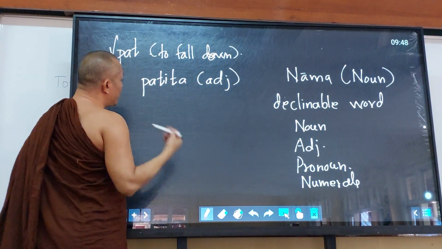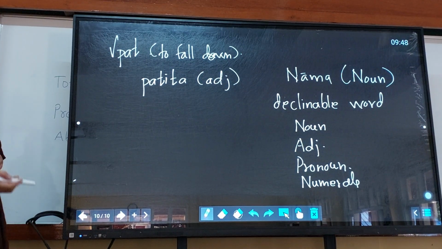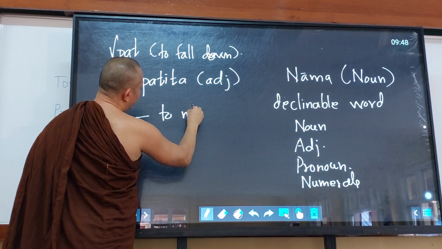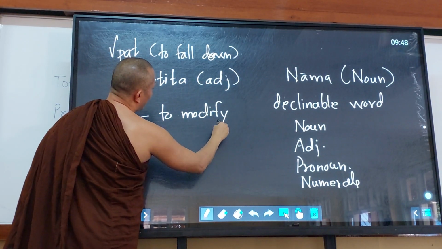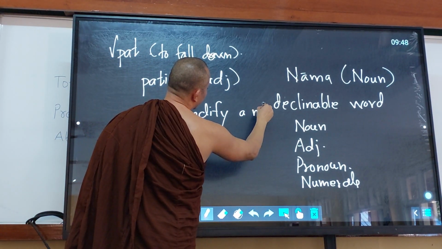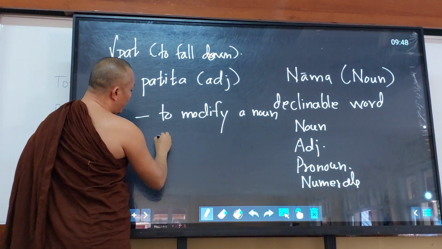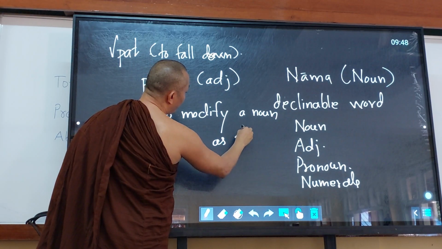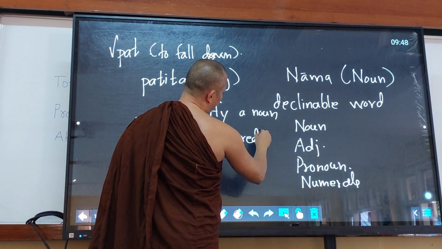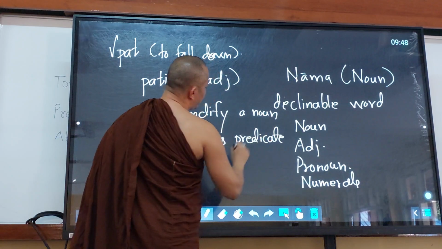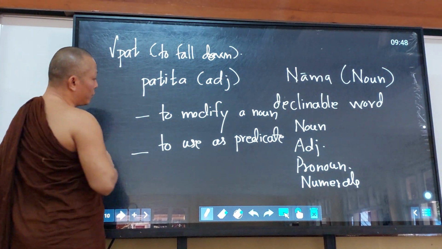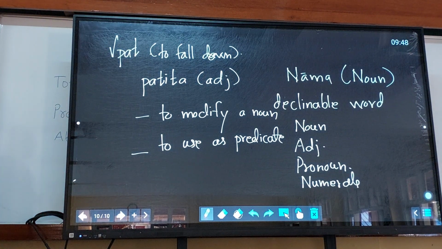Not just in Pali, in English also, an adjective has mainly two functions. One is to modify a noun. A second one is to use as a predicate or paragraph. Based on that, the adjective or past participle can be understood by way of translation.